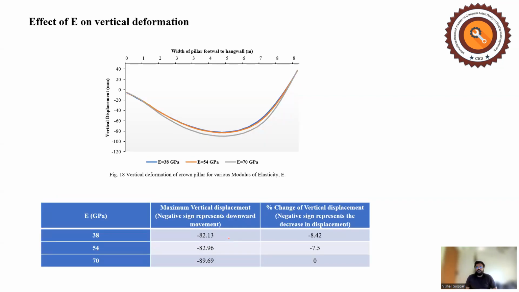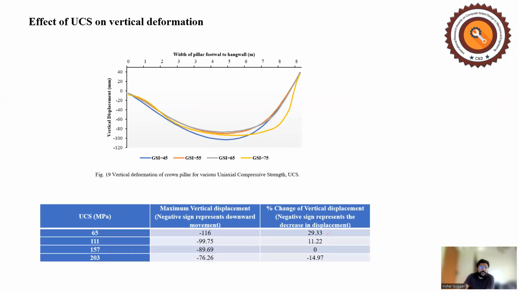When it comes to modulus of elasticity, you can see there is a negligible effect of each variation in E, and the variation is very similar to each other. So there is a very negligible effect of elastic modulus on vertical deformation.